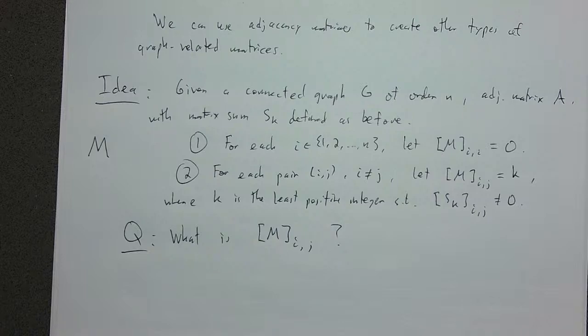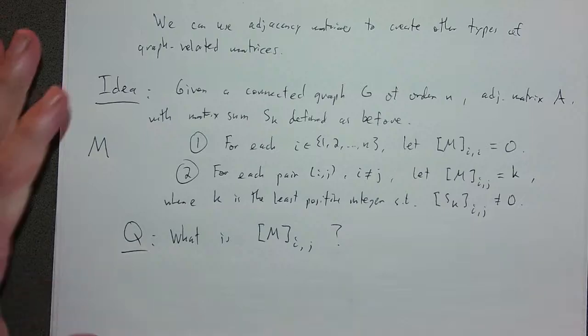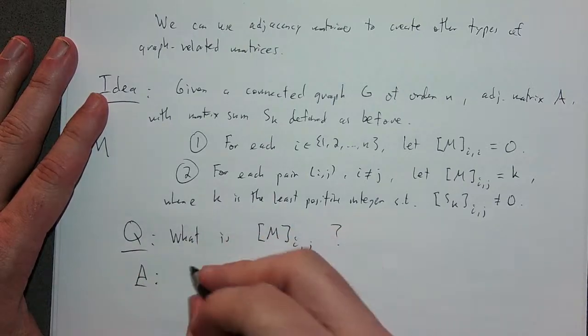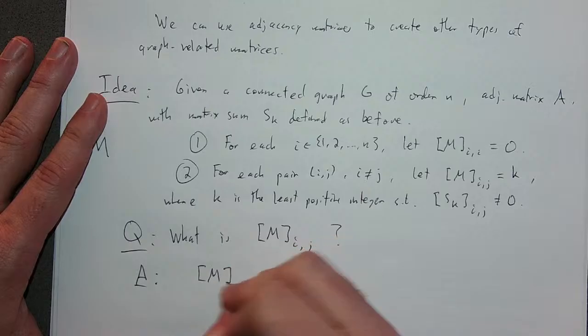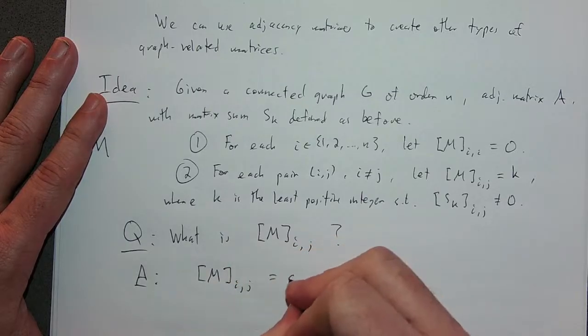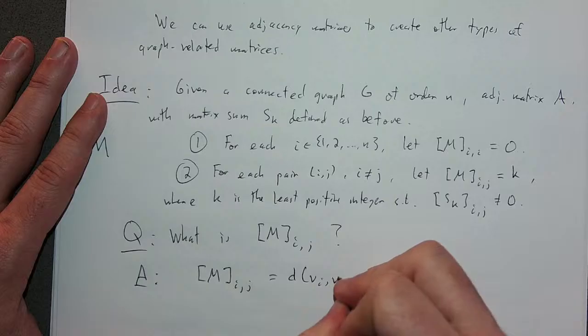What is the k, where k is the least positive integer such that, as we talked about, the row of S^k contained no zeros, or all entries of at least one row were positive, or all entries period were positive? But what about just the least positive integer such that an individual entry is non-zero? What is that least positive integer? Well, the answer is just the distance from vi to vj.